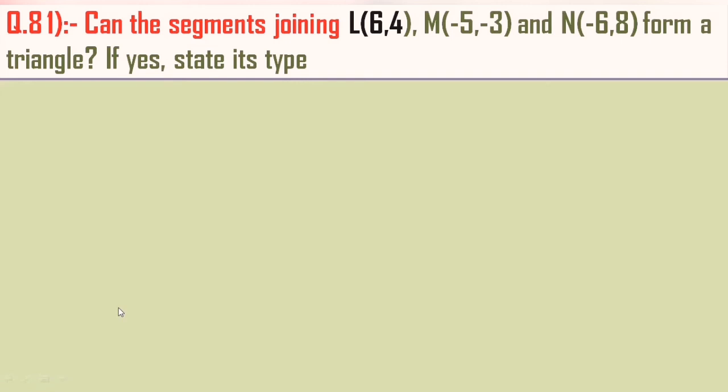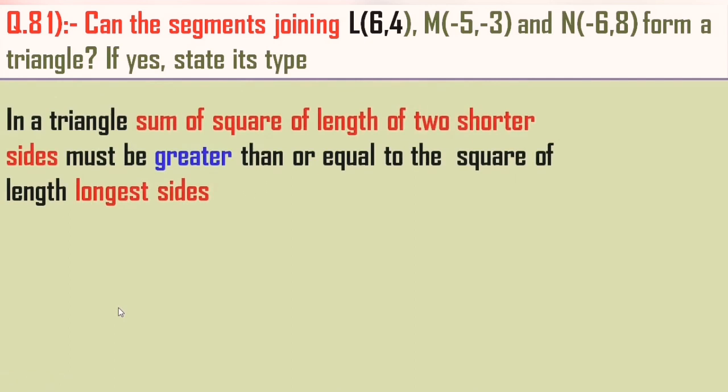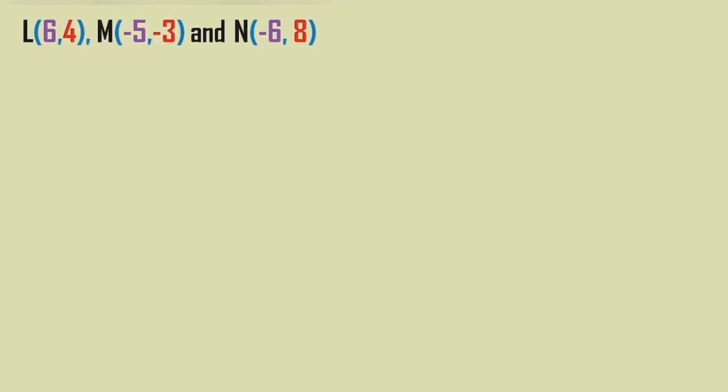Very first, I'm going to find the distance or the length of all three sides by using the distance formula, and then there's one property that states: if in a triangle, the sum of the squares of the lengths of the two shorter sides, means I'm going to find the length, choose the two shorter lengths, square them and then add them, and that sum should be greater than or equal to the square of the length of the longest side. Okay, so this is the property, keep it in mind. These are the points which are given to us, and let's begin.